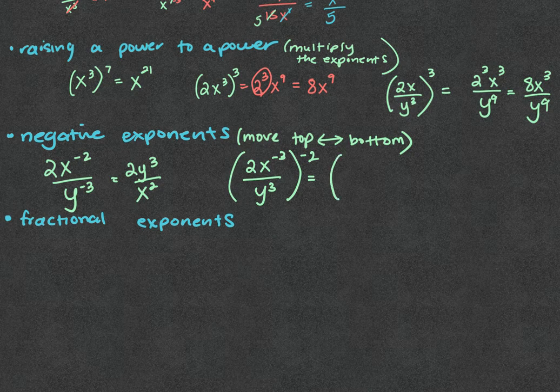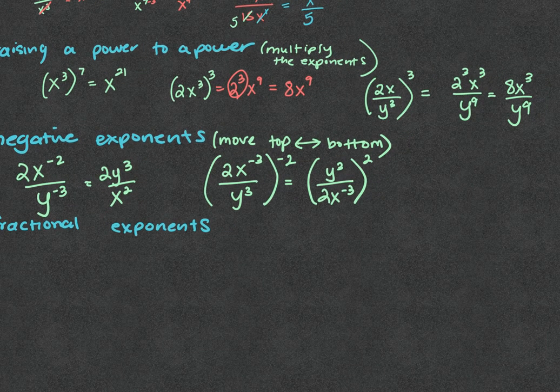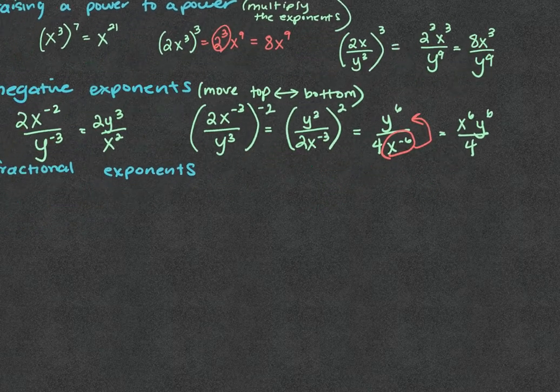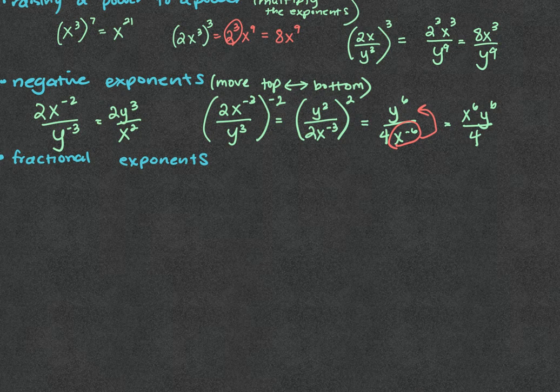So if I'm going to do that, the 2 and the x to the negative 3 go to the bottom, and notice that the exponent stayed negative. The y to the third goes to the top. The only thing that changes is the exponent on the outside becomes positive. Then you would distribute, so this would be y to the 6th over 2 to the second, or 4, x to the negative 6th, and then the x to the negative 6th would move. So I'd end up with x to the 6th, y to the 6th over 2. Oh, no, sorry, over 4. No, the sign didn't change.